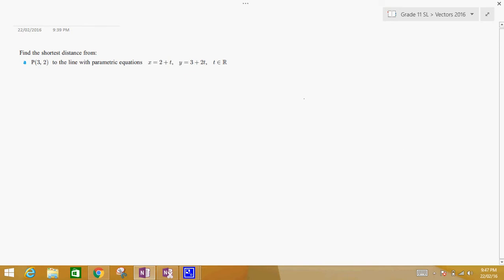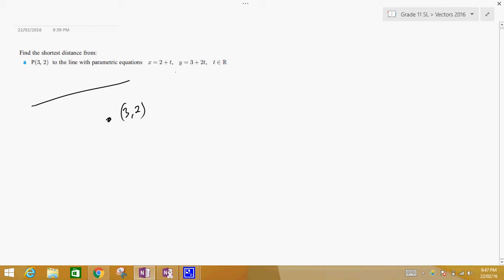When we look at a question, for example this one, where the point is 3, 2, and your parametric equation is x equals 2 plus t and y equals 3 plus 2t, we could draw it out. For instance, this is your equation, and you've got the point 3, 2 here.